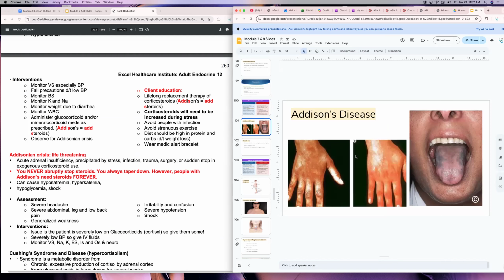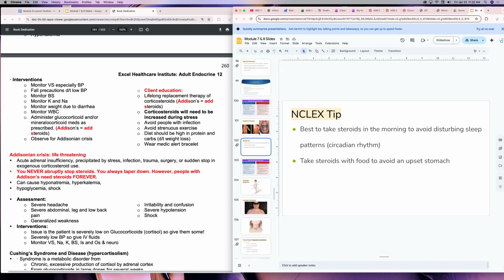And here is a picture of that bronze hyperpigmented skin. Okay?